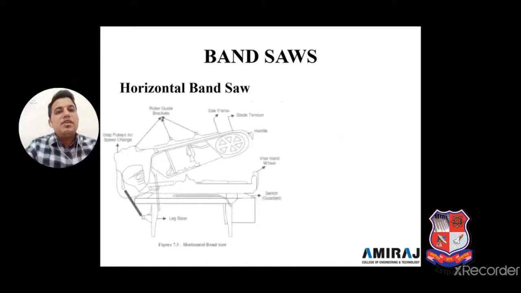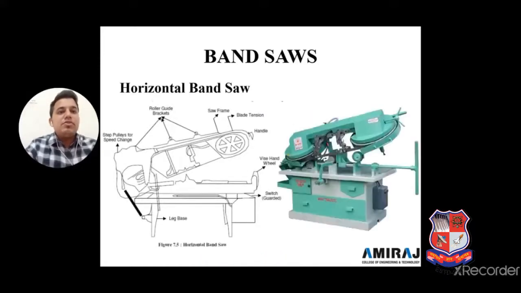Next one is the horizontal band saw. You can observe here the horizontal band saw, as we discussed firstly. The horizontal band saw will make a square cut as well as an inclined cut.